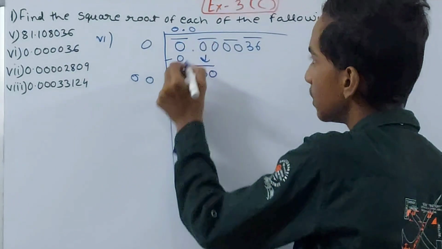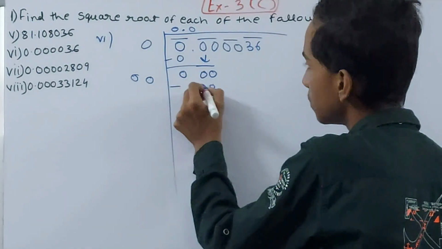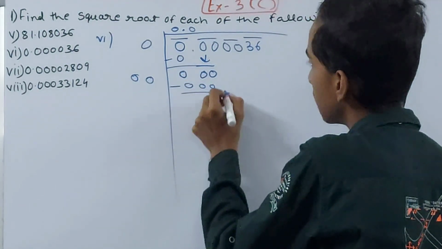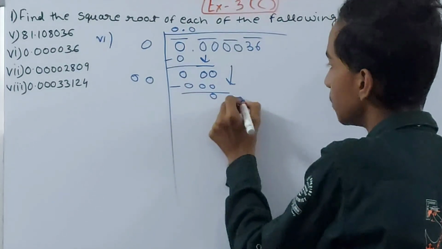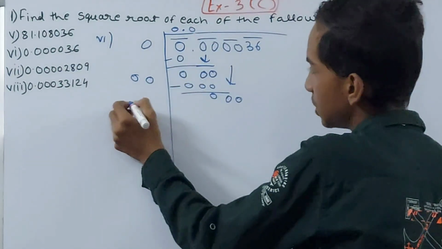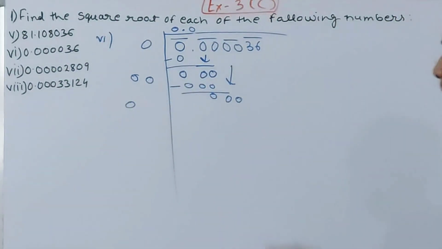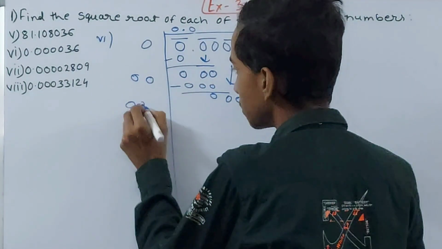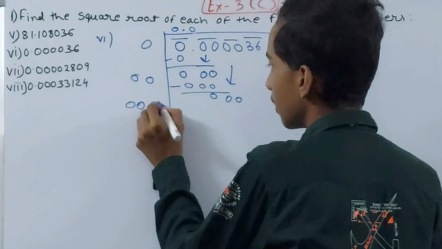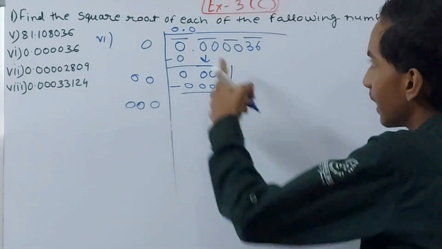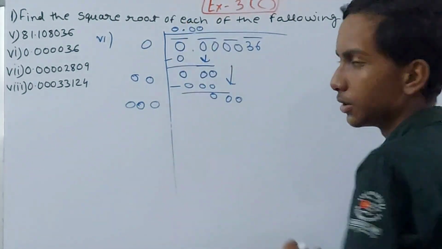0, 0, minus 0, 0, 0, again 0 you get. Let's bring down the next pair of 0. Again double of 0 is 0, and any number here that we take will not work out, right? So let's take one more 0. Now over here add one more 0, right?